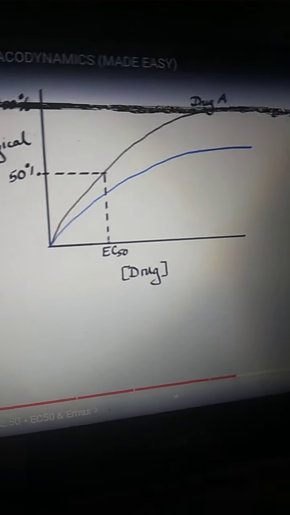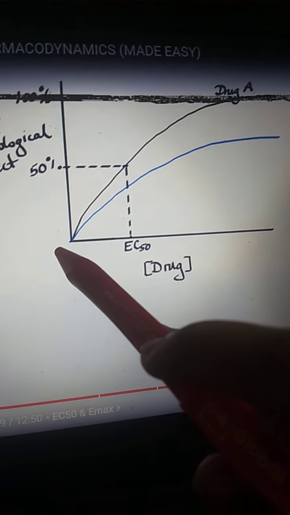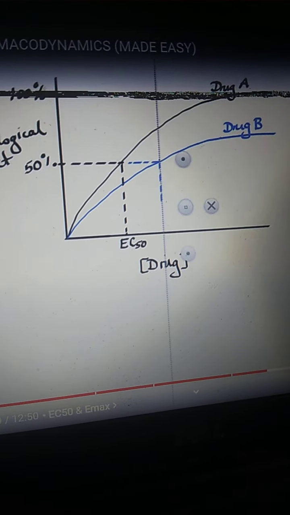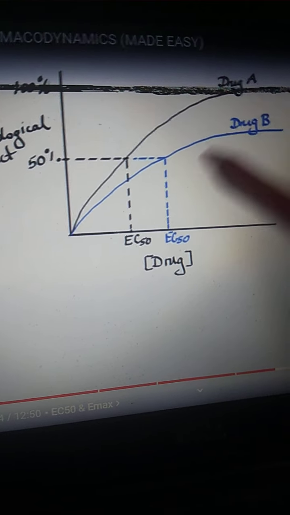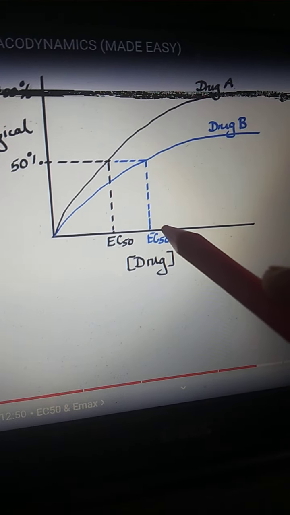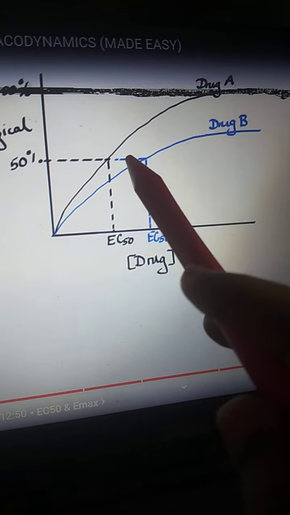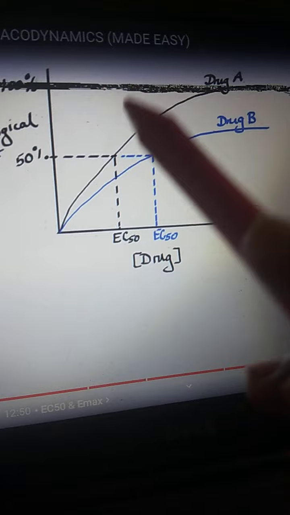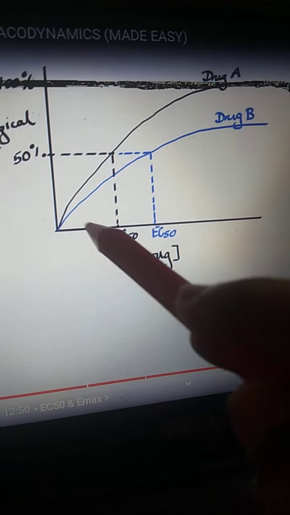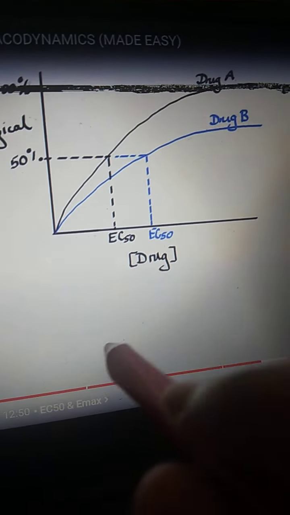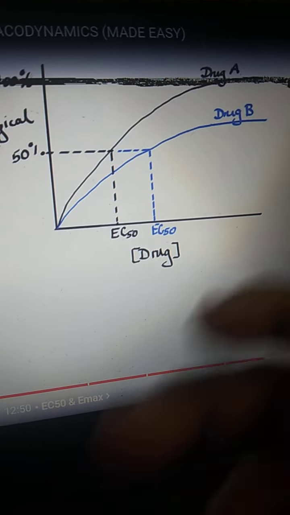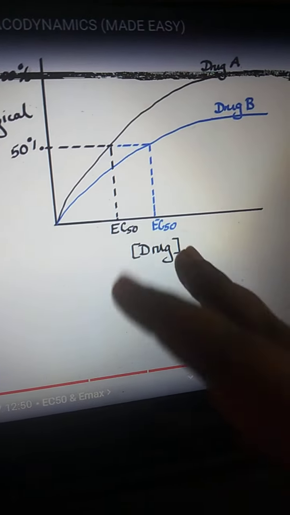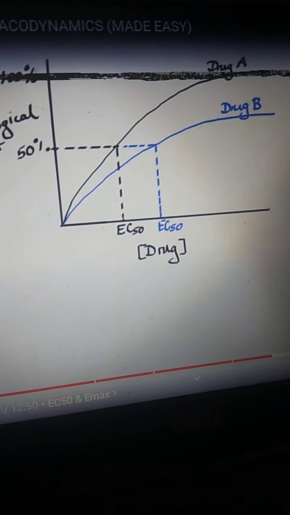Now if you have this drug A, and there's another drug called B, this will produce a graph like this. If you see, the concentration of drug B required to produce 50% of the pharmacological effect is more compared to that of drug A, which means drug A is more potent than drug B. So potency, which brand or type of drug is superior to the other, we can determine by using this dose response curve.